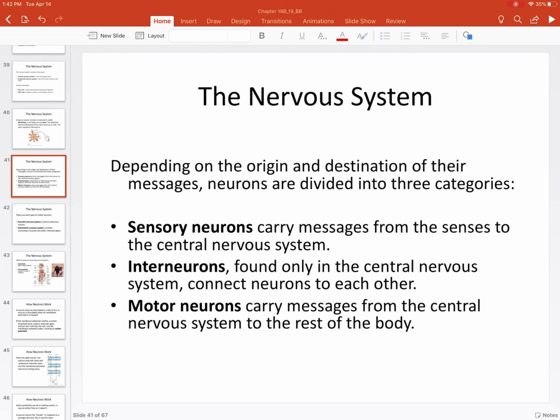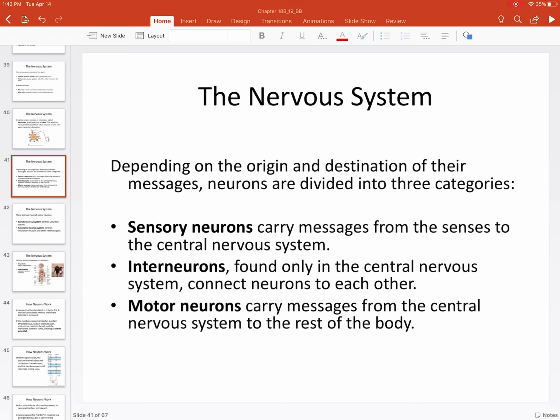Sensory neurons are the ones that carry the messages from the senses to the central nervous system. For example, you touch the stove and it's hot. Your finger is hot, but that signal is going to travel all the way from your hand, up your arm, through the sensory neuron channels, and it's going to hit your brain. Your brain's going to say, move your hand off. That's hot. Don't do it again.